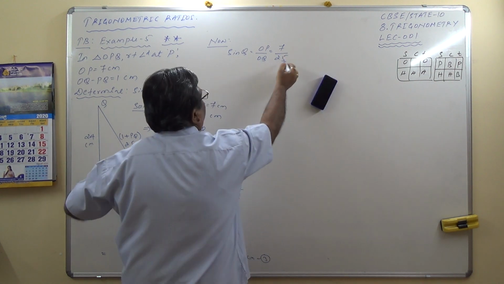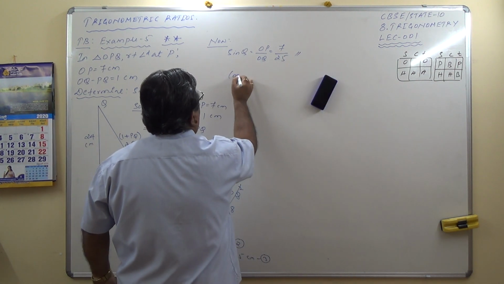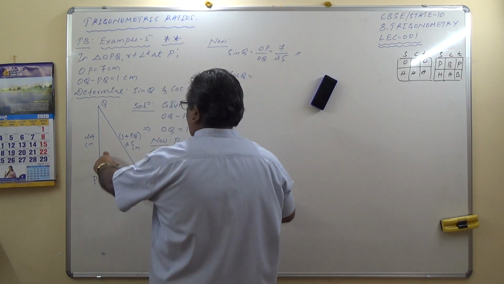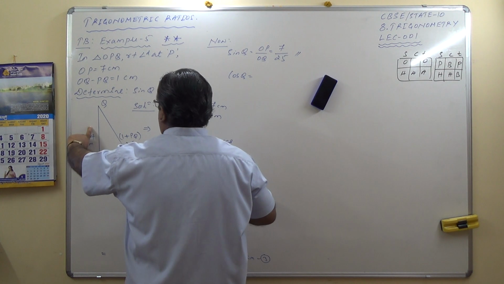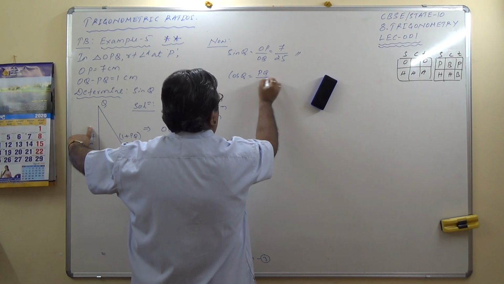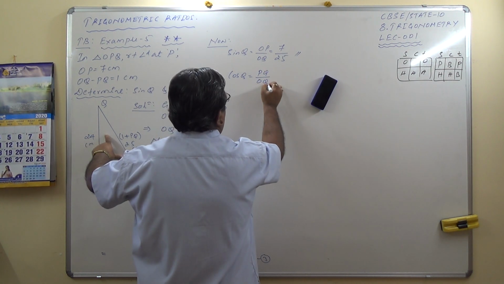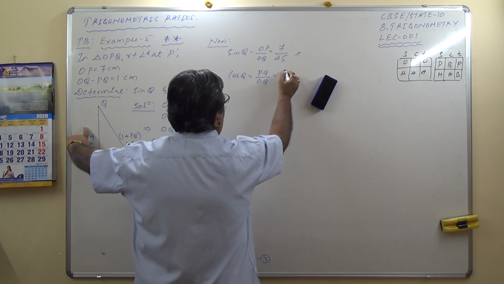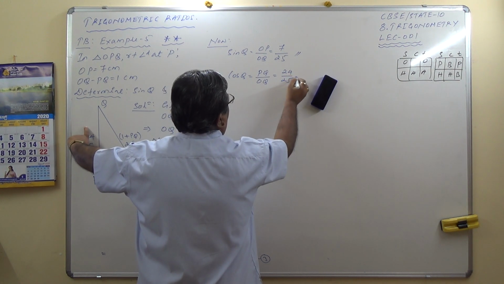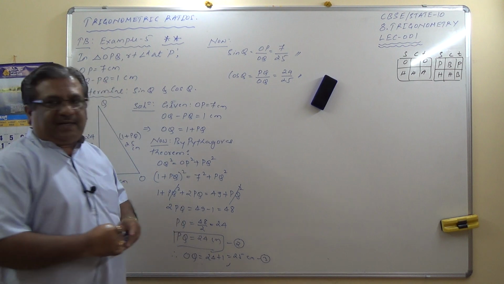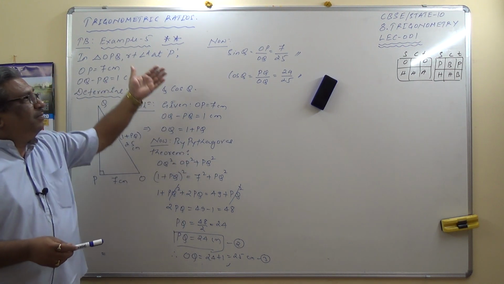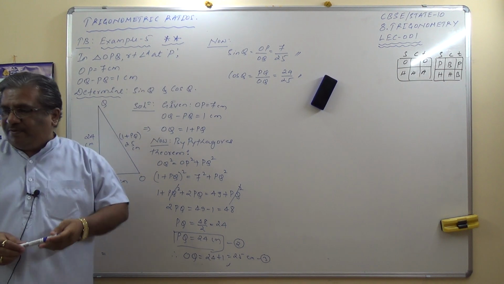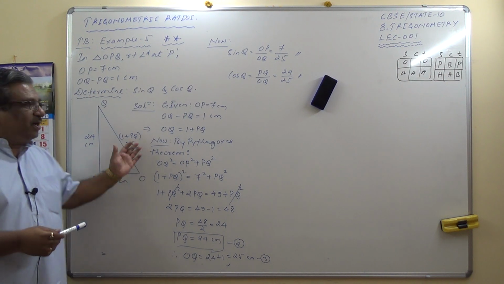So sine Q is found out, now cos Q. Cos of this angle is adjacent side by hypotenuse, PQ by OQ. PQ is 24 divided by 25. This should be your answer. Let us check the answer now. Yeah, sin Q is 7 by 25. Cos Q is 24 by 25. So make a note of this one.